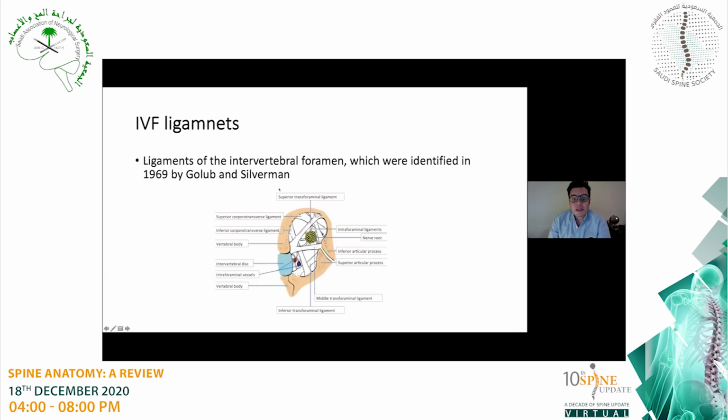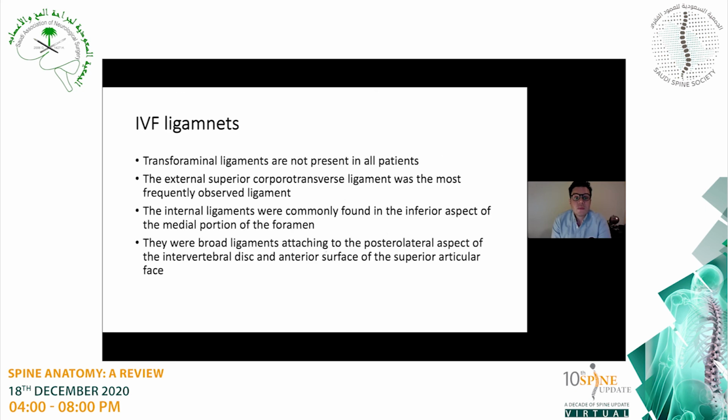Other things that we can see are the ligaments, and they are of 2 compartments, external and internal. The external compartment of nerves in the foramen are the corporotransverse. Corpo means body, and transverse is transverse process. So we have superior and inferior corporotransverse, which are located outside, and then transforaminal, which are superior, middle and inferior transforaminal ligaments. And this was published in the 70s. Transforaminal ligaments are not present in all patients. From the external compartment, the superior corporotransverse was the most frequently observed ligament.